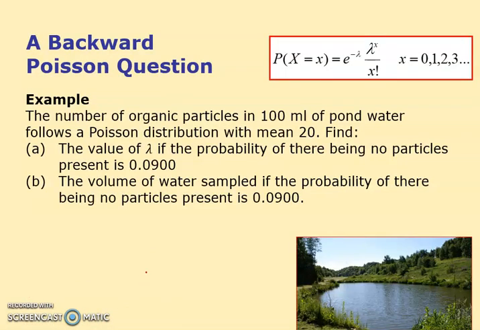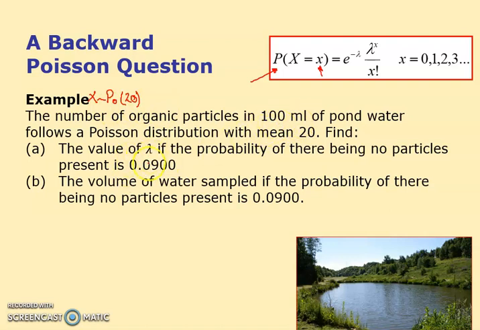Backward problem, Poisson question. Now, these come about because sometimes we don't get told what the X is. We are asked to work out a probability. So let's see if this is one of those. The number of organic particles in 100 ml of pond water follows a Poisson distribution of mean 20. Okay then, so I'm going to write X is Poisson. It says mean 20. I'm expecting to get 20 of these in 100 ml of water. If the value, find the value.